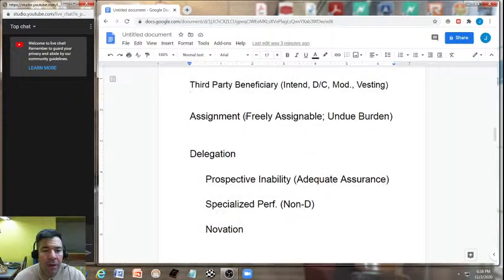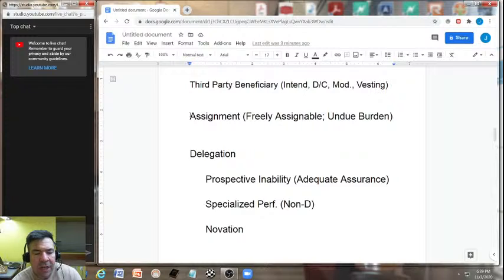Now, assignment, remember, is different than assignment of contract. An assignment of a contract is both an assignment of rights and a delegation of duties. The assignment of rights, the assignment proper, is this: all rights are freely assignable unless the assignment of the rights would unduly burden the other party. And that's technically it in a nutshell. An assignment of a right would be like the right to receive a benefit of some kind.